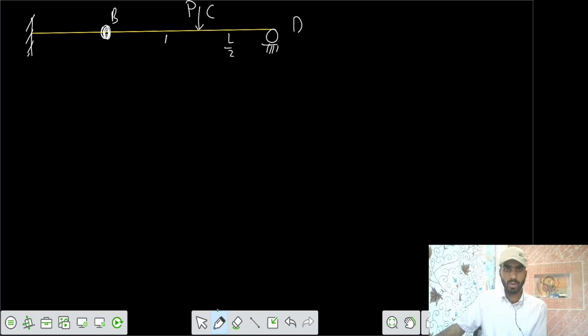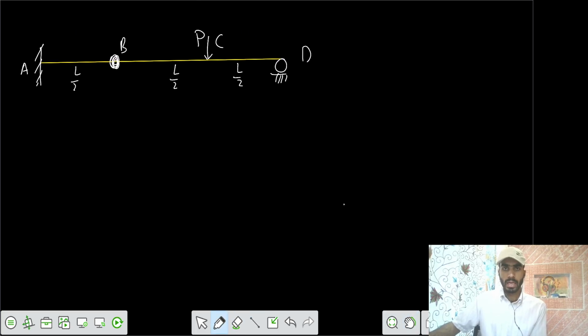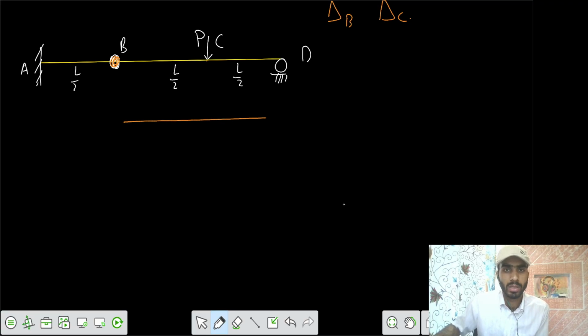This is L by 2, this is L by 2, this is L by 2, this is support A. You need to get the value of deflection at B and deflection at C. There is an internal hinge at B. So let's make the free body diagrams. Say the direction here is D, and here a load is applied at the midspan. So let's say the shear force here is V, that would be transferred by the hinge into this in the opposite direction.